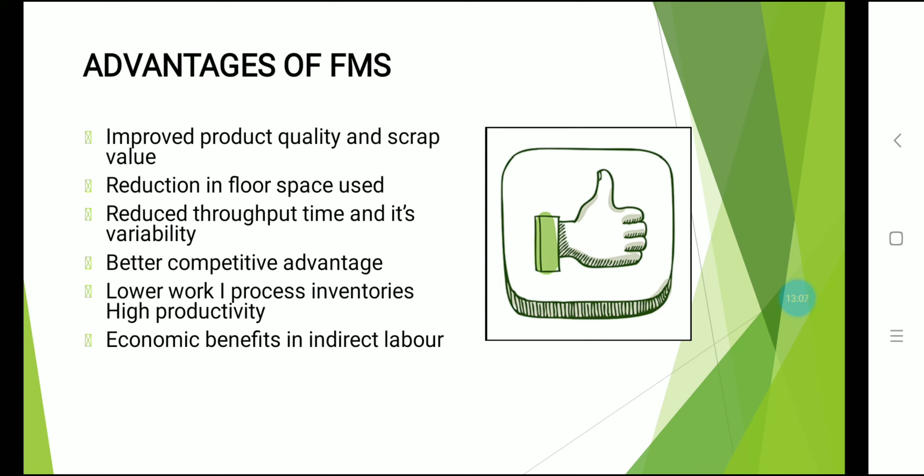Next one is lower work-in-process inventories and high productivity. Highly productive operations can produce the product. The last one is economic benefits in indirect labor. Indirect labor means reducing errors in the product and repairs of the products, and other things that are economically helpful. These are the advantages of the flexible manufacturing system.